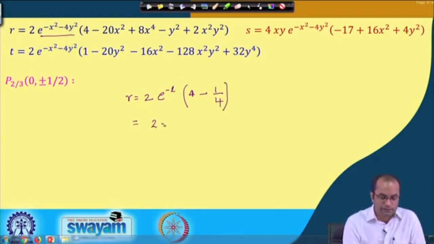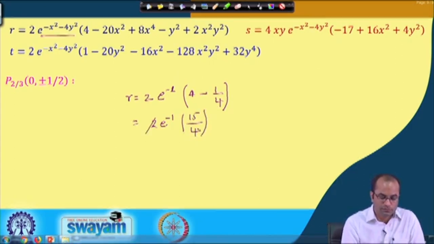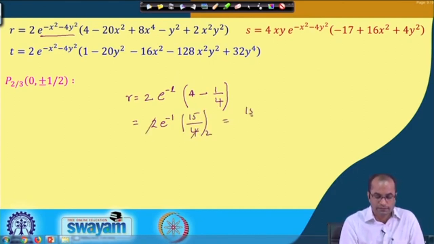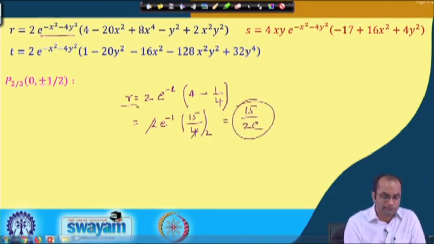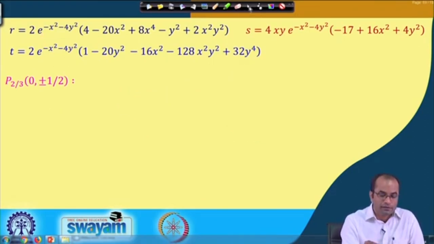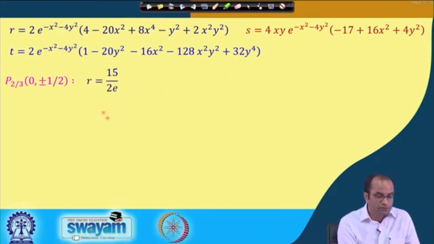So, here we will have 1 over 4, and then here again x, that will become 0. So, what do we get here? E power minus 1, and then here 15 over this 4. So, this 2 also gets cancelled. So, we get 15 over 2e. 15 over 2e, that is the value of r at this point.